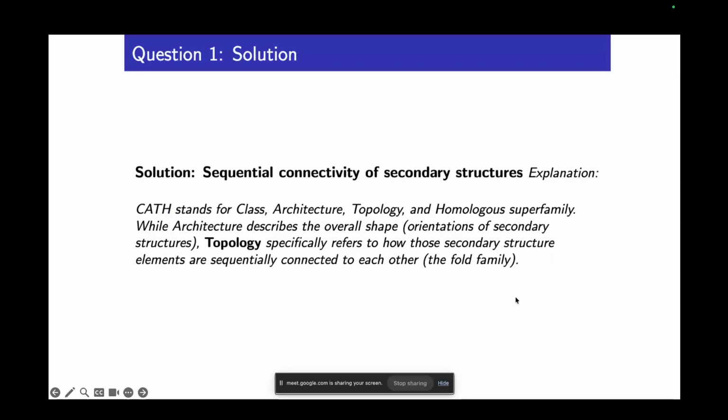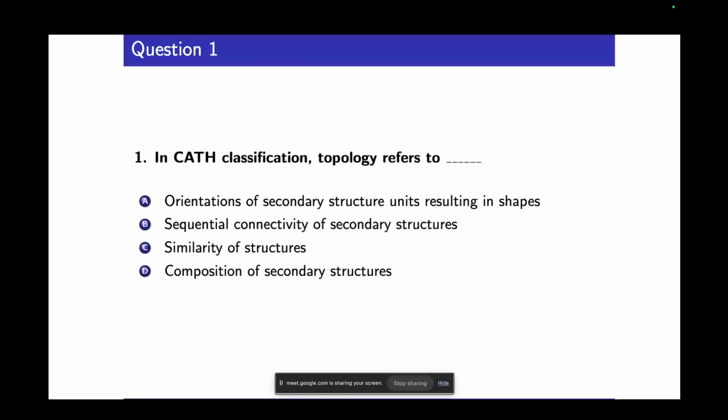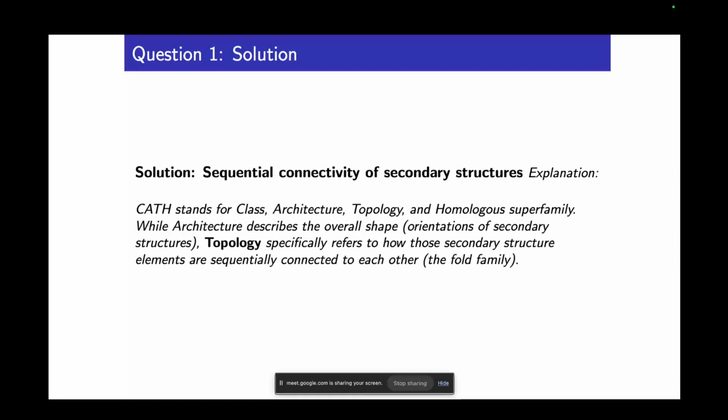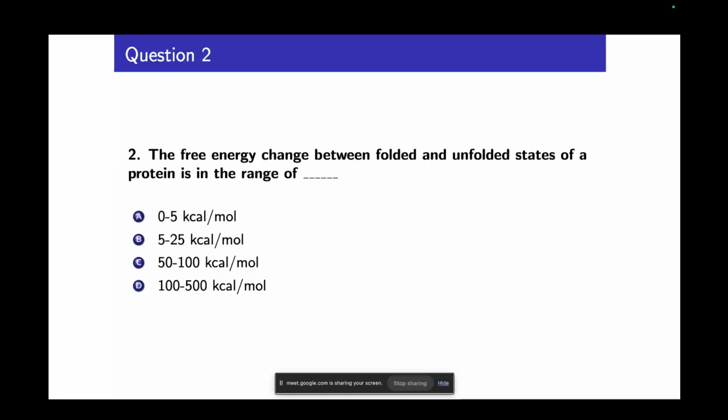I think CATH was from the last session's, last week's part. I'm not sure if that's been covered in this week. But anyway, it stands for class, architecture, topology, and homologous superfamily. So yeah, it's the correct answer. Sequential connectivity of secondary structures. Okay. Yeah, this we just discussed a few minutes back.